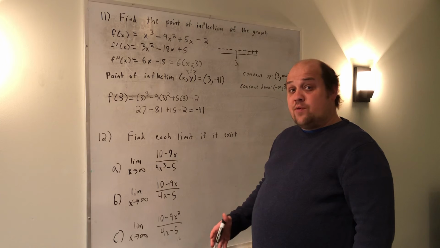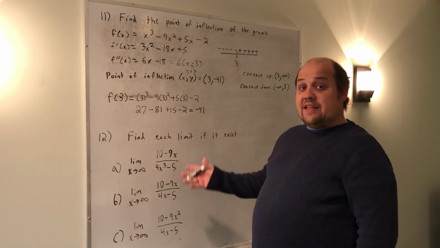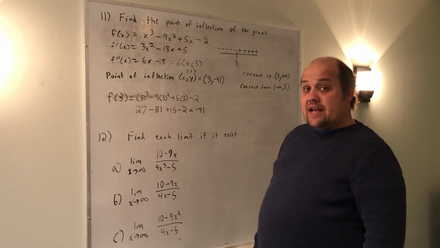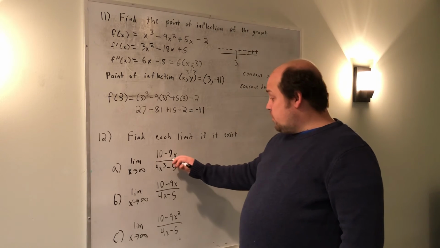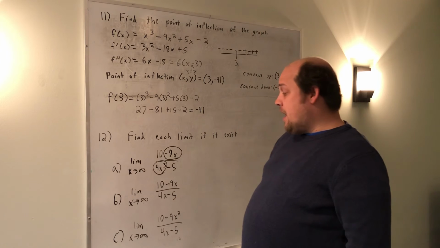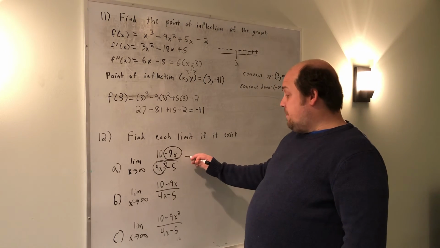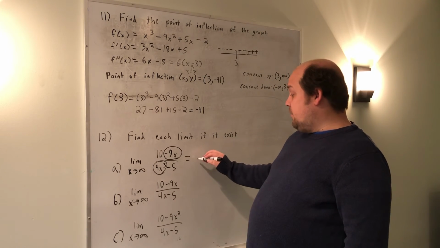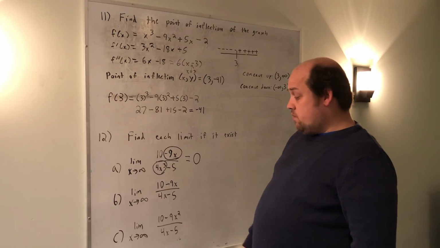So these are limits to infinity, where really what I care about in these fractional forms is where's the highest power of x. In the first one, the highest power of x on top is negative 9x. The highest power of x on bottom is 4x cubed. Since the bottom is bigger than the top, the limit to infinity equals 0.